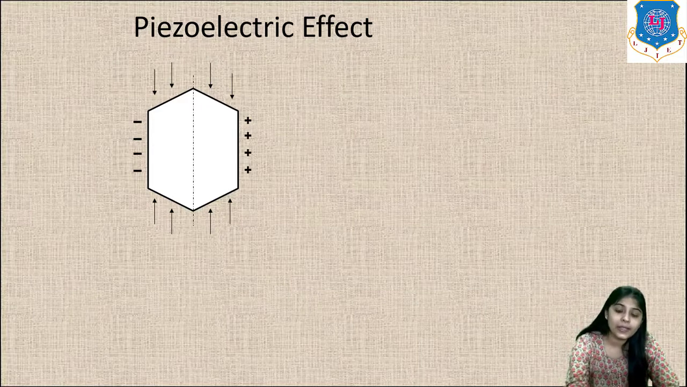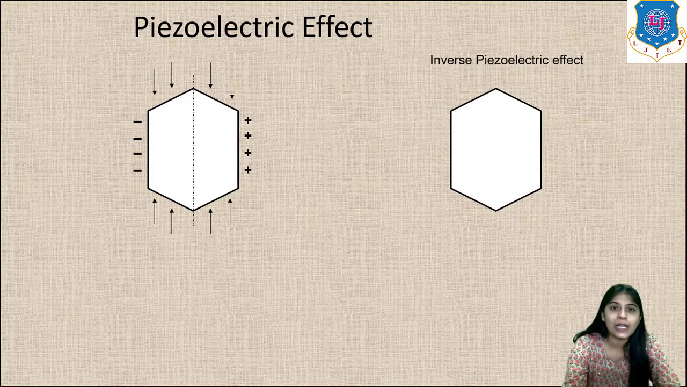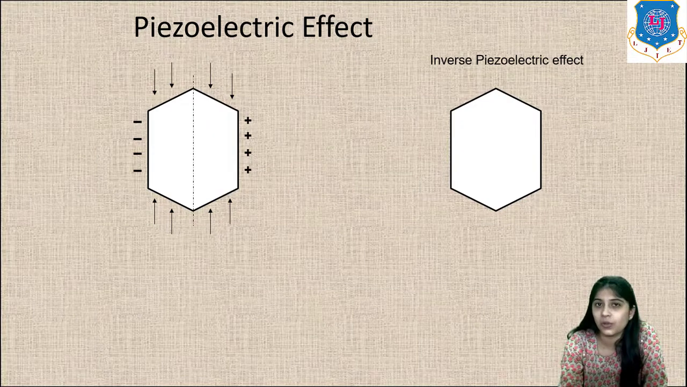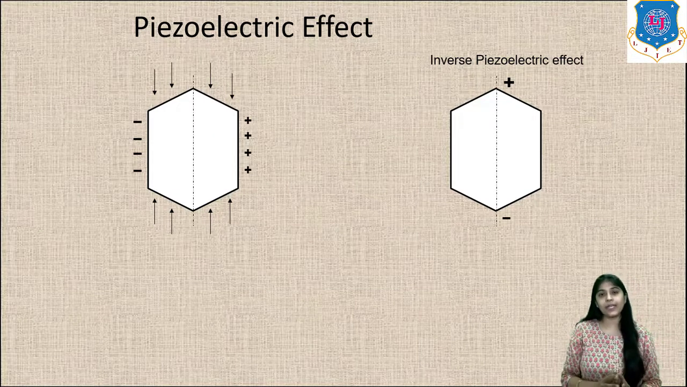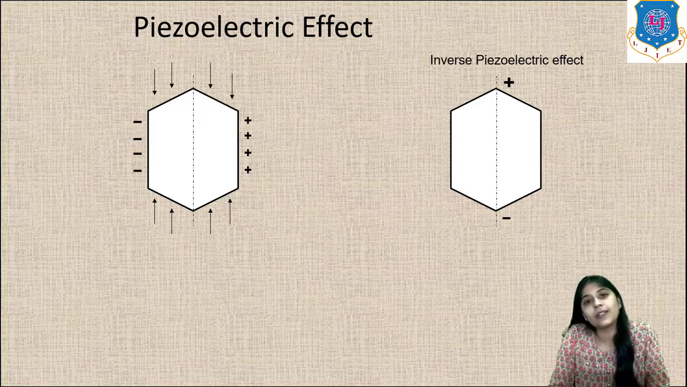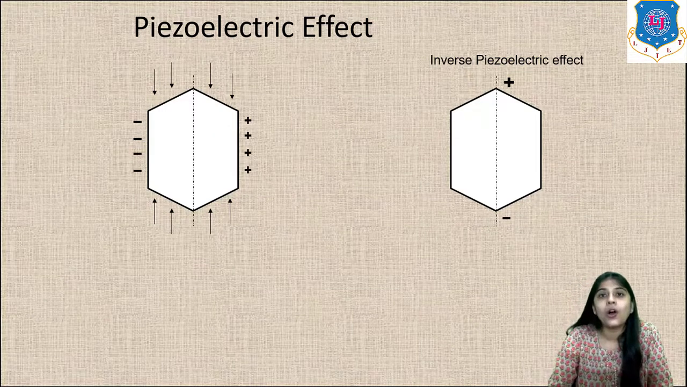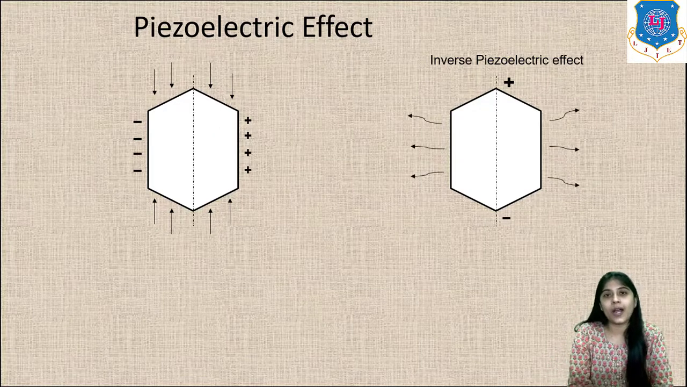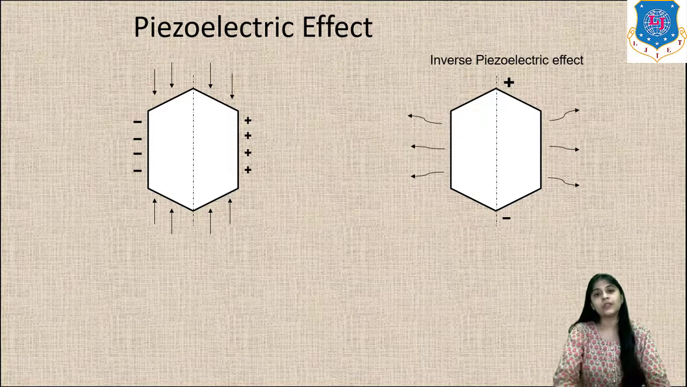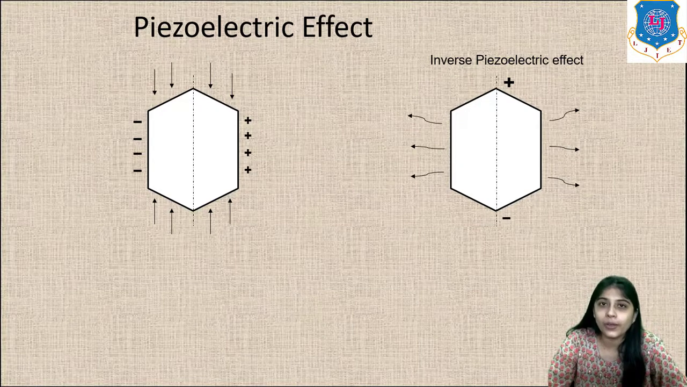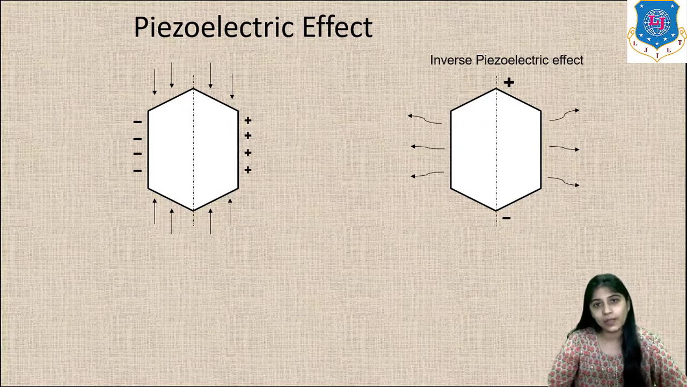Now, to produce ultrasonic waves, we are going to use the inverse piezoelectric effect. The inverse process is also possible: when an alternating voltage, or potential difference, is applied on one of the faces of the hexagonal crystal, alternate contractions and expansions occur on the other faces of the crystal. This is known as the inverse piezoelectric effect, the inverse process of the piezoelectric effect.